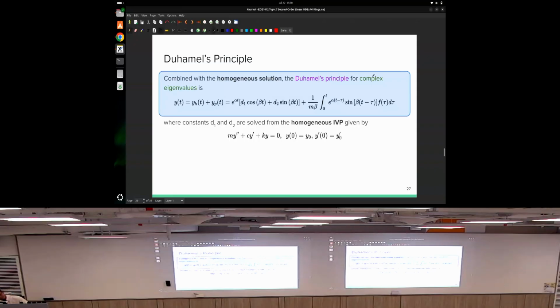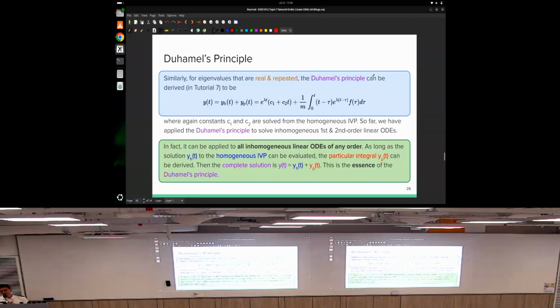So I give you one last one, which is real and repeated eigenvalues. Since we didn't go through the derivation process, we just went through the slides like it was nothing. In tutorial 7, we will be going through the derivation process for Duhamel's in detail. I hope that you can try to derive on your own as well. So for Duhamel's, for real and repeated, you will get this expression: homogeneous solution plus the particular integral. Is that all right? 3 blue boxes.